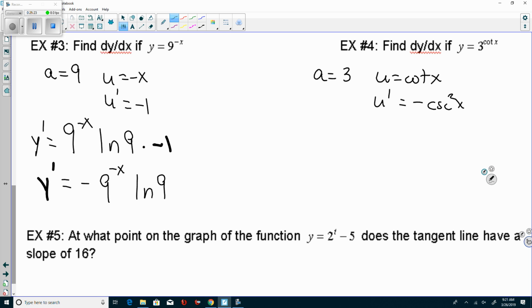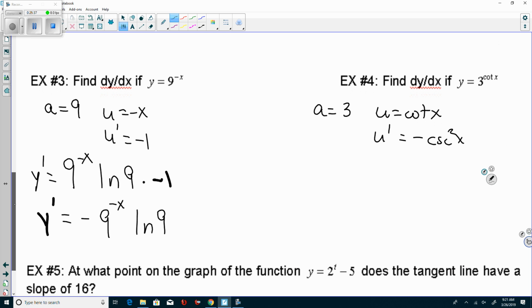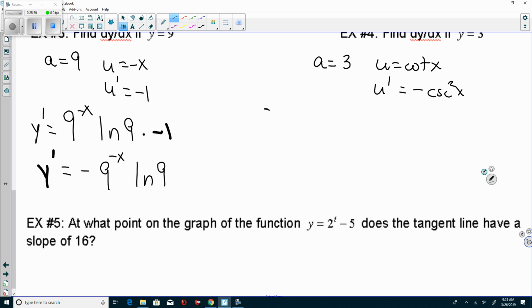So absolutely put them on your note card. You were already tested on them. If you use it more in college, then you'll remember it more. So there are my values. There's your a to the u. So we have 3 to the cotan x, ln 3, times negative cosecant squared x.